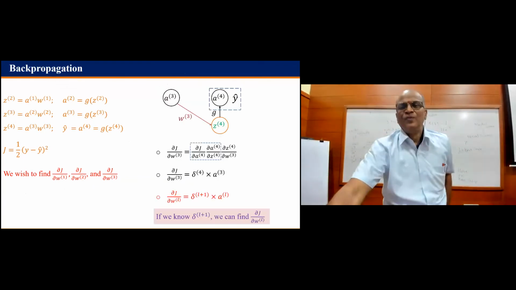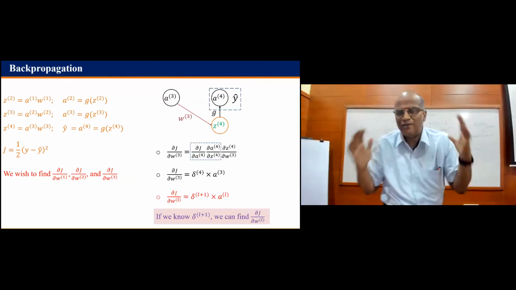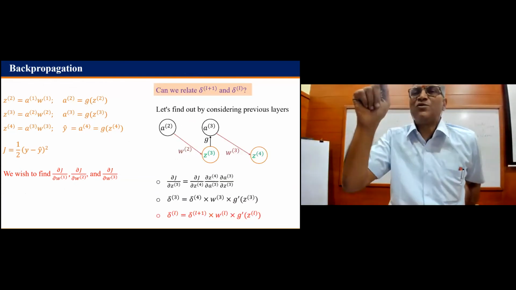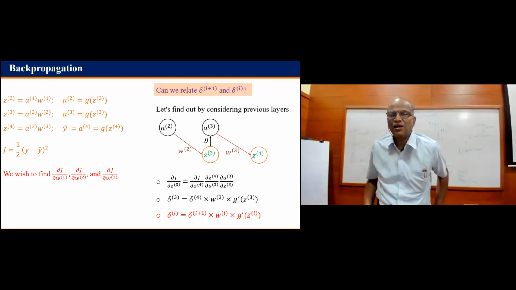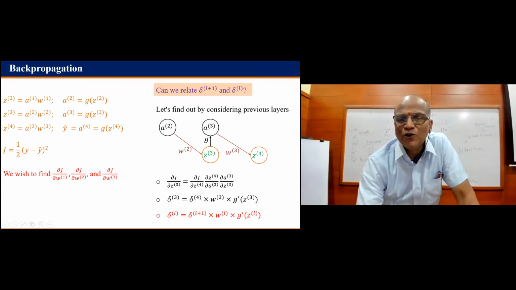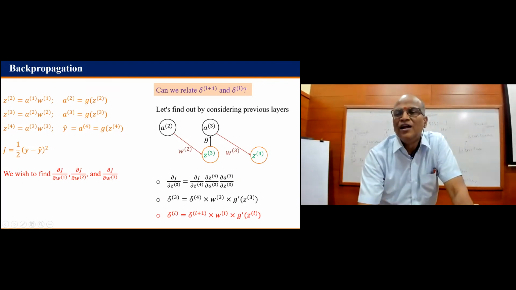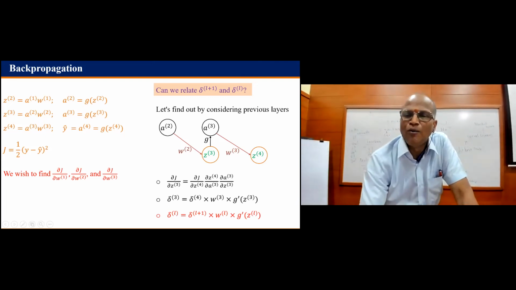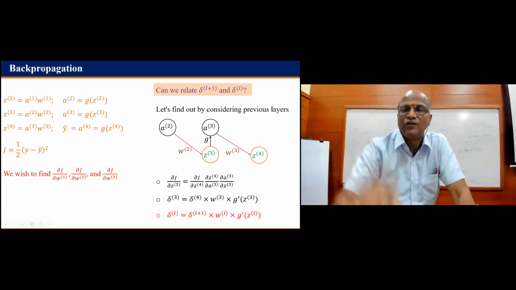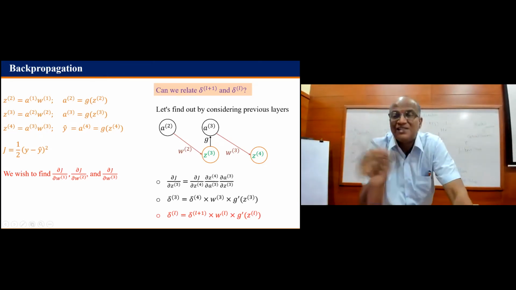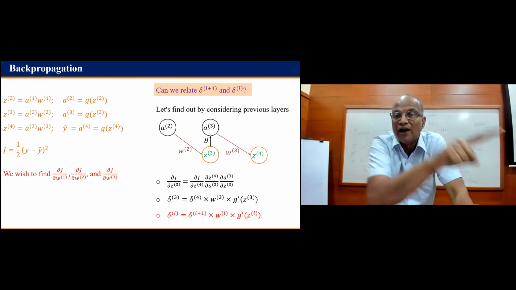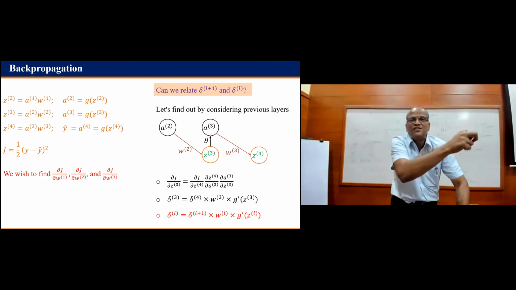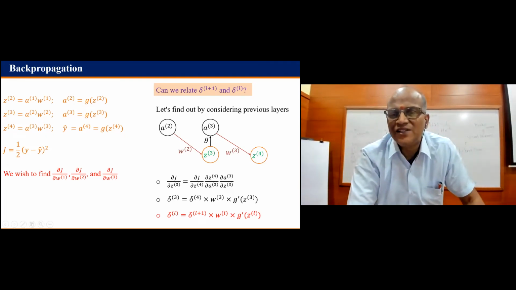Now, if we know del of L plus 1, we can find dou J by dou WL. Now, can we relate del of L plus 1 and del of L? Let's find out by considering the previous layer. So now dou J by dou Z3 is dou J by dou Z4 into dou Z4 by dou A3 into dou A3 by dou Z3. We are just playing with the chain rule. Therefore, del of 3 equals del of 4 into W of 3 into G dash of Z3. In the previous layers, there is a G dash because it is riding on a sigmoidal function. In the last layer, the G dash did not come because the output was linear.